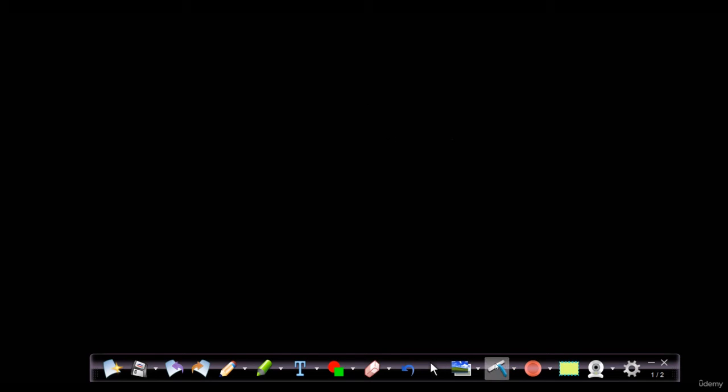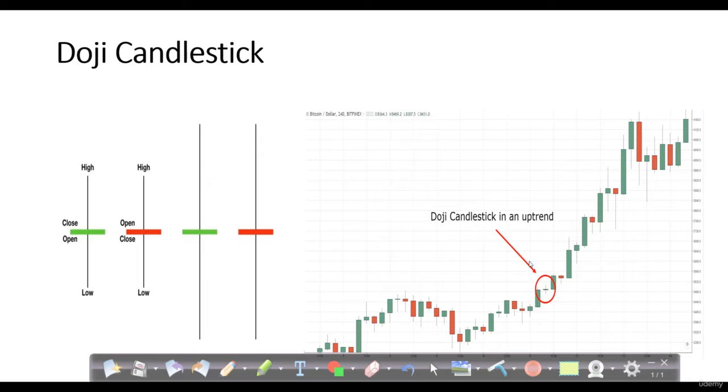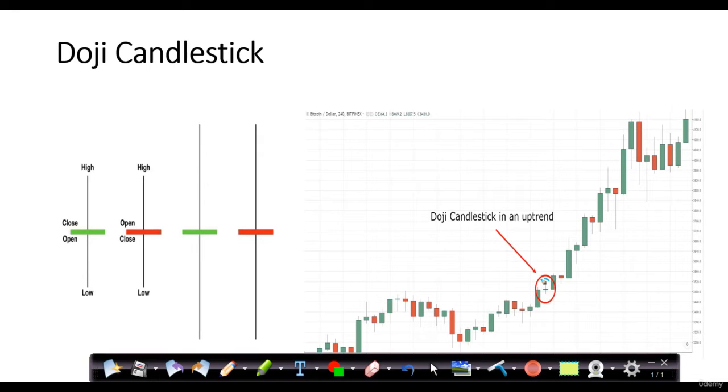Then what is the meaning of this? It does not represent anything. Then why do we use the Doji candlestick? If you check here, this is an example of a Doji candlestick, a very small candlestick, right? And this one is an example of a spinning top candlestick. Now, what does the Doji candlestick represent? This is the main question. I will explain what it represents.